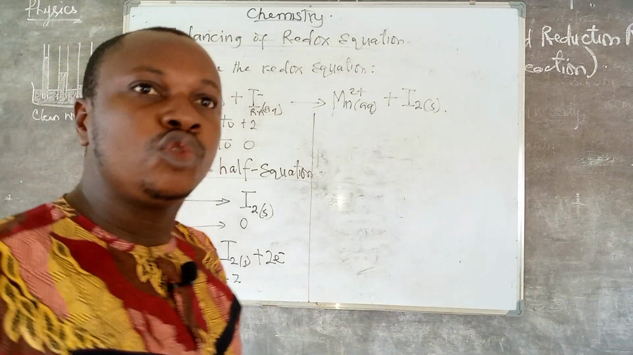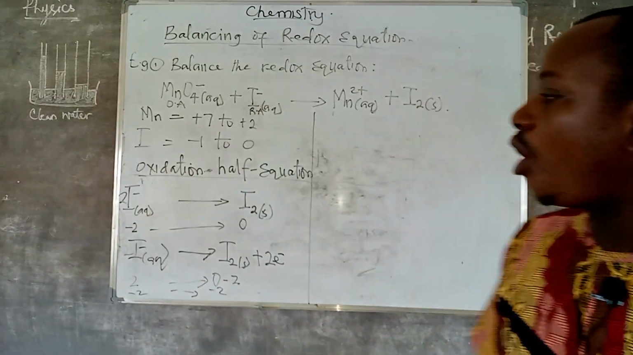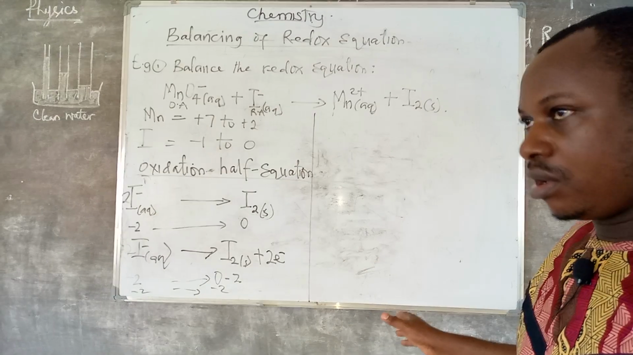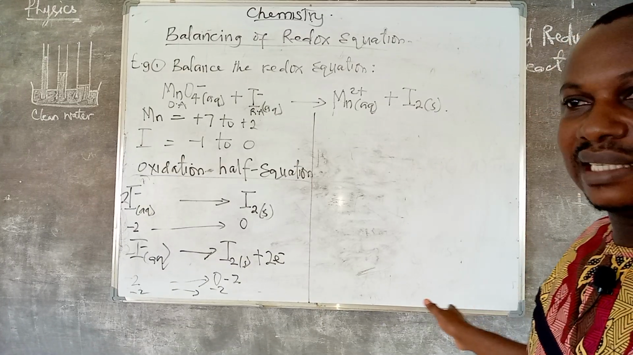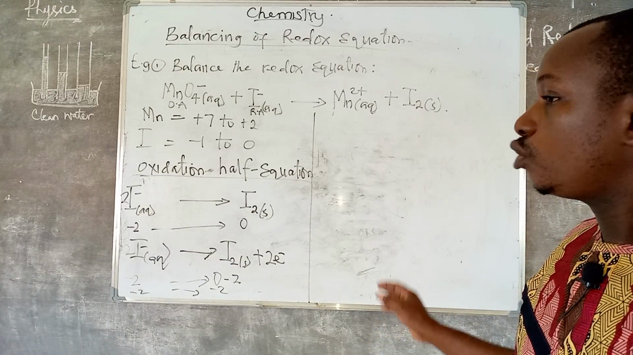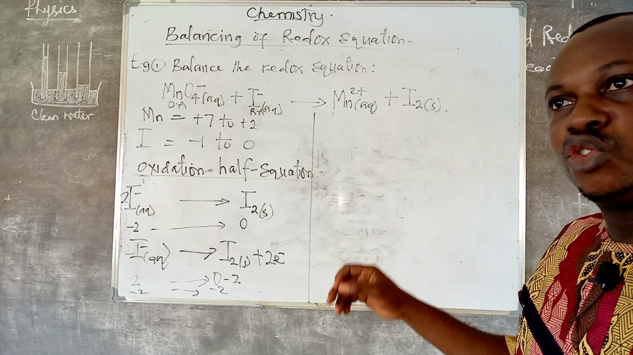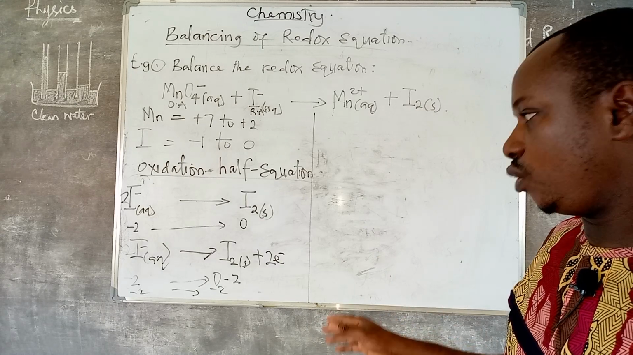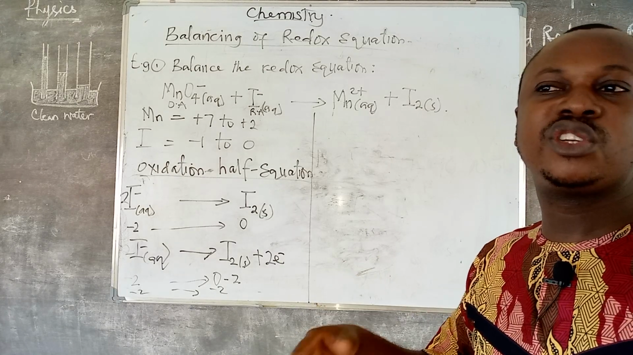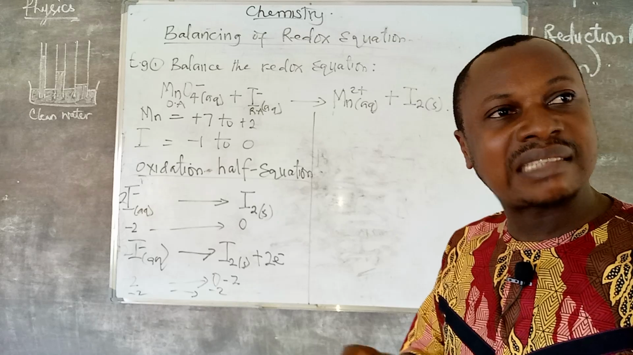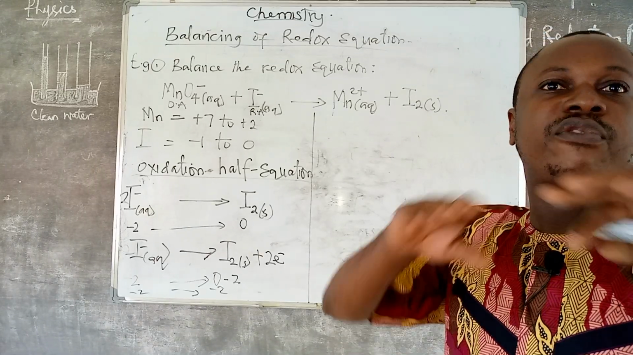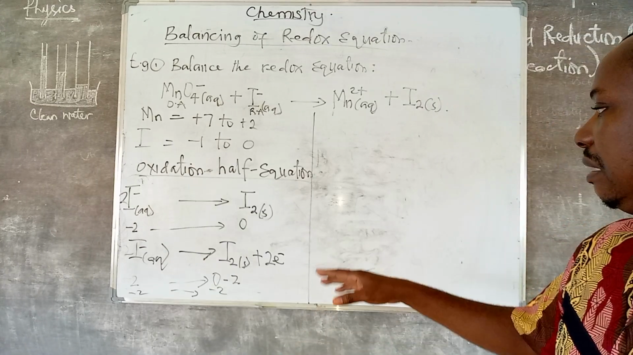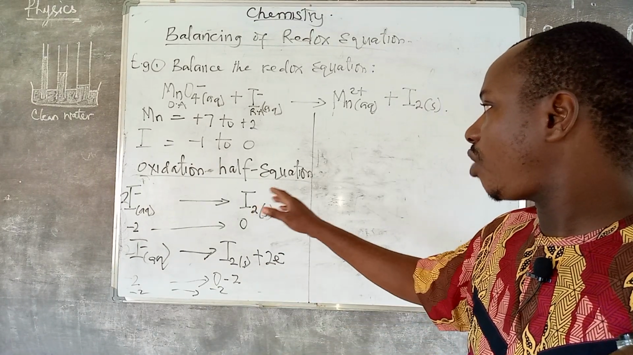That is to say, to balance number of charge in oxidation half equation, you add electron at the right hand side of the equation. Maybe when we go over to the reduction half equation, we will know the side we will add electron in order for the equation to balance. It is now balanced. The oxidation half equation is now balanced.